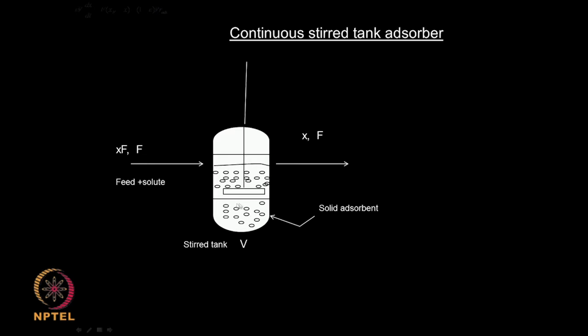Now let us look at the continuous stirred tank adsorber. Generally your adsorbent is inside, the solids are suspended in an agitator. You are adding fresh feed containing some solute XF, it gets adsorbed and then it goes out, which will have a concentration of X. This is continuous, it can happen until your adsorbent gets totally saturated. At that point you may have to stop the adsorption process and either drain everything and add fresh adsorbent, or add some chemical which will activate your adsorbent. So this is continuous.